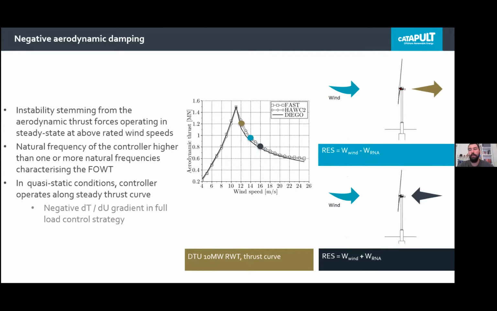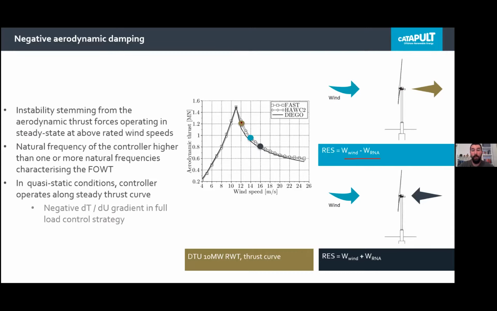Now, the relative velocity that the rotor sees is therefore the difference between the wind speed and the speed of the wind turbine. Say, for example, the wind speed is 14 meters per second, and the wind turbine is moving away at 2 meters per second. Well, the wind speed that the rotor and therefore the controller would see is not 14, however, 12 meters per second.